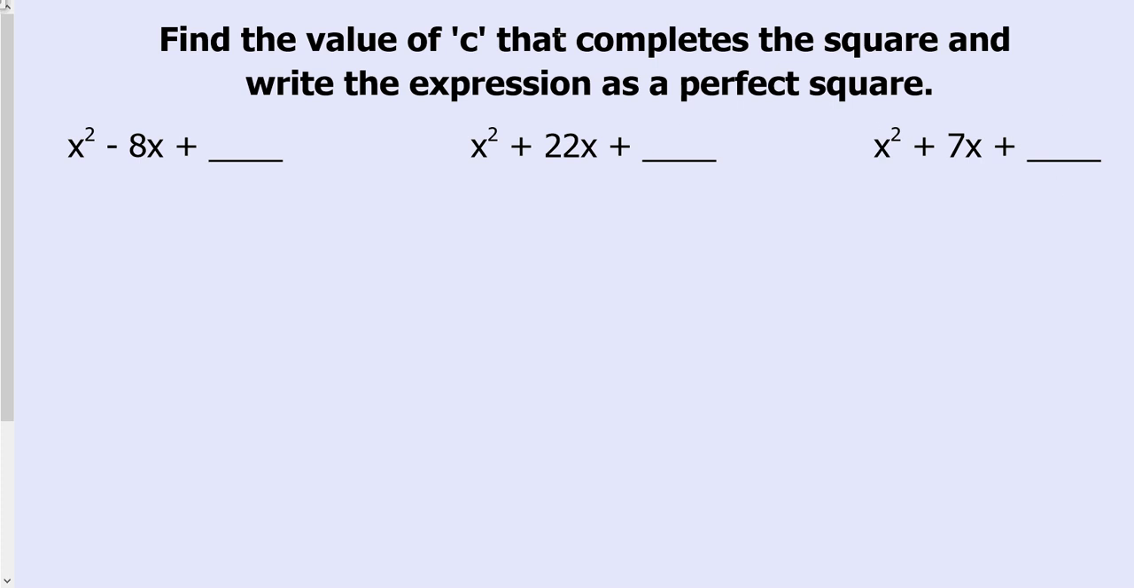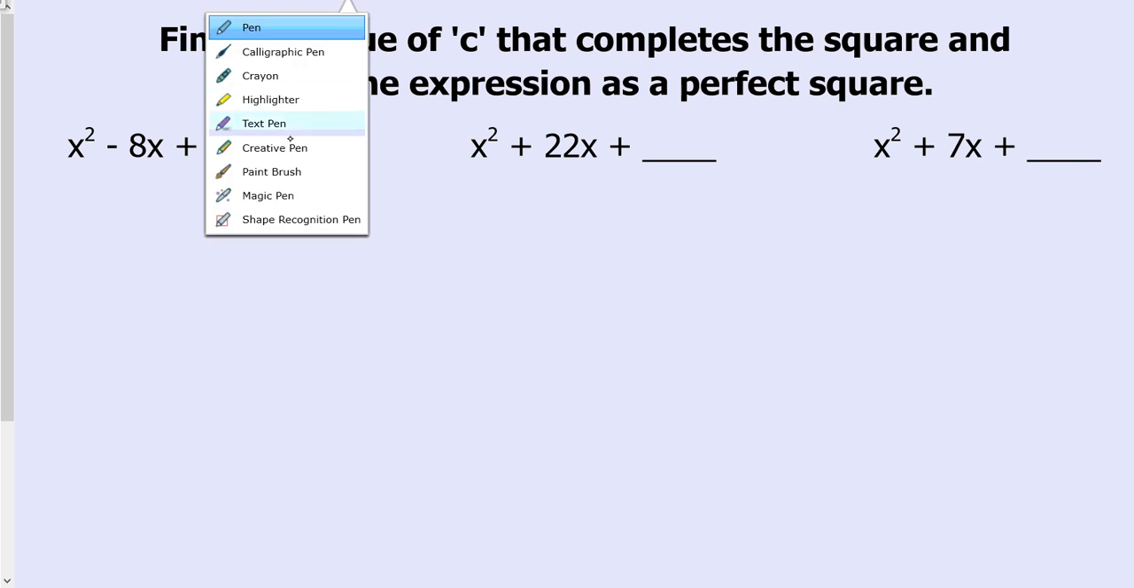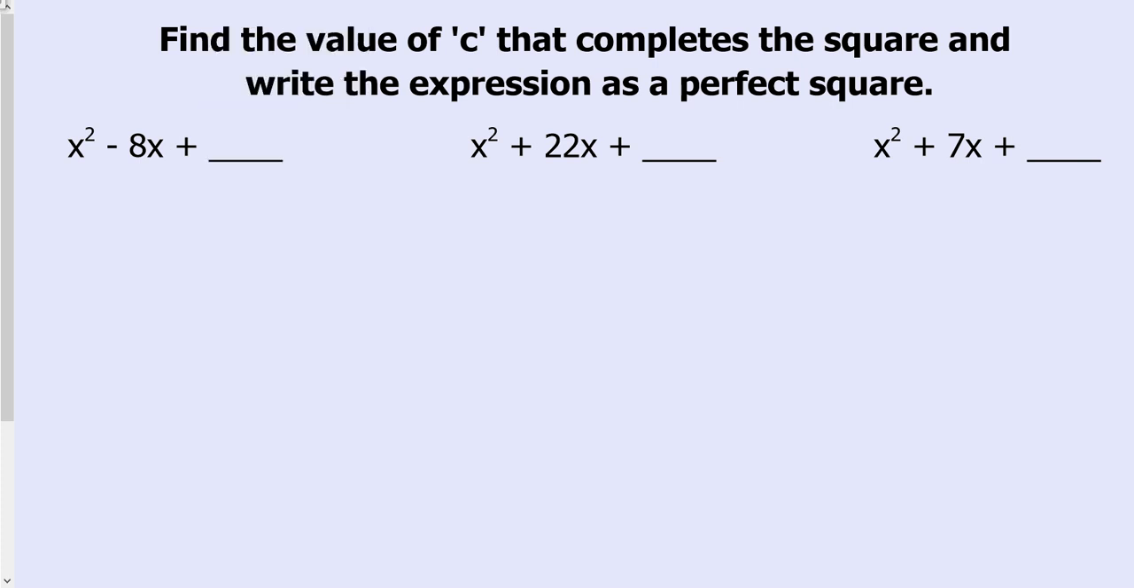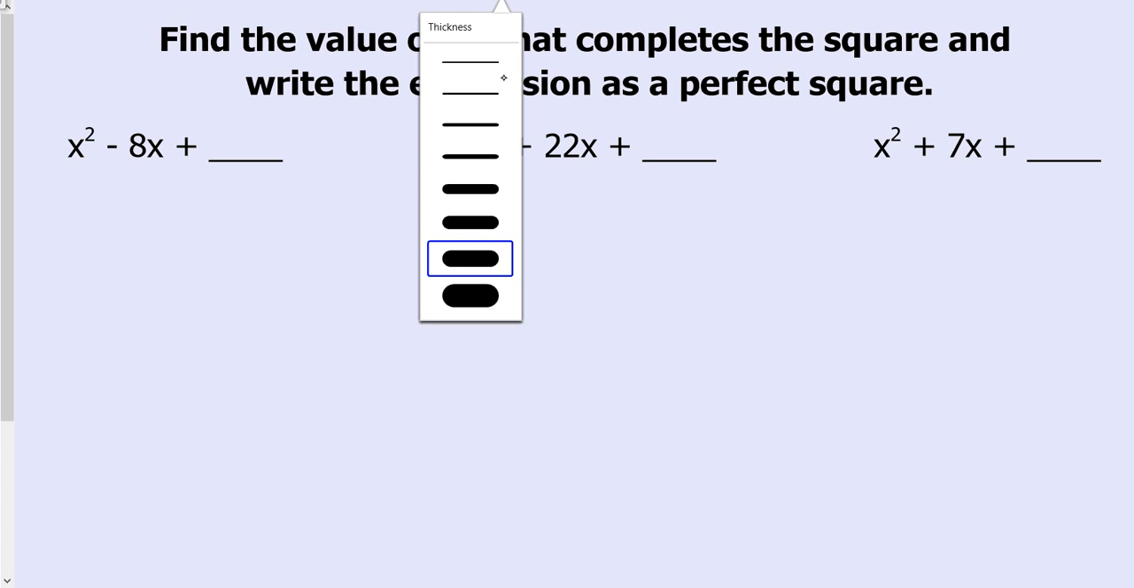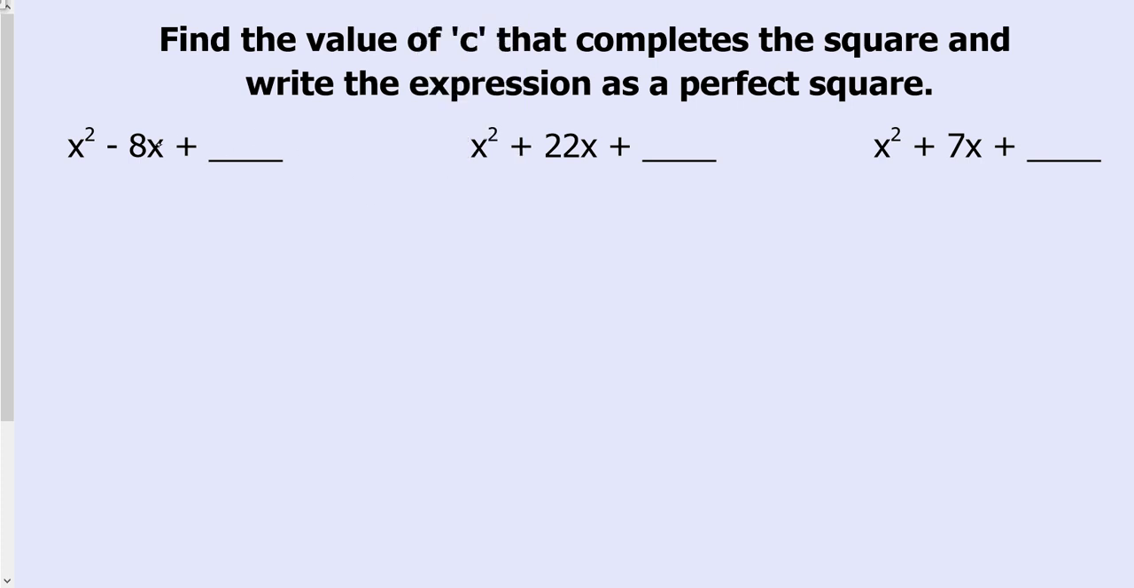So we're going to find the values of c that complete the square, and then we're going to write it as a perfect square factorization, okay? If we're going to do stuff with a magic number, then I probably need a magical pen to do it. All right. So we're going to start off by taking a look at this first example, x squared minus 8x plus what?